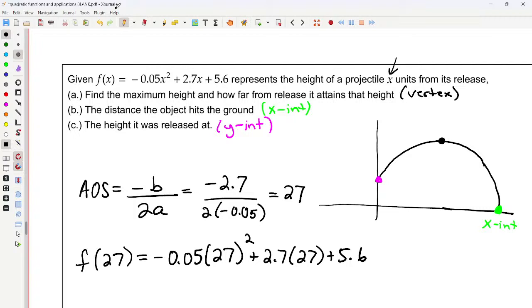And this comes out to be 42.05. And that's an exact answer because the decimal terminates. It's literally 2 decimal places that terminate. So that's an exact answer.